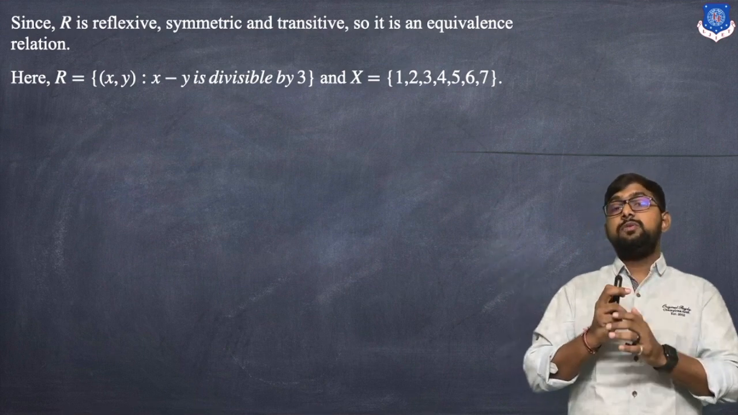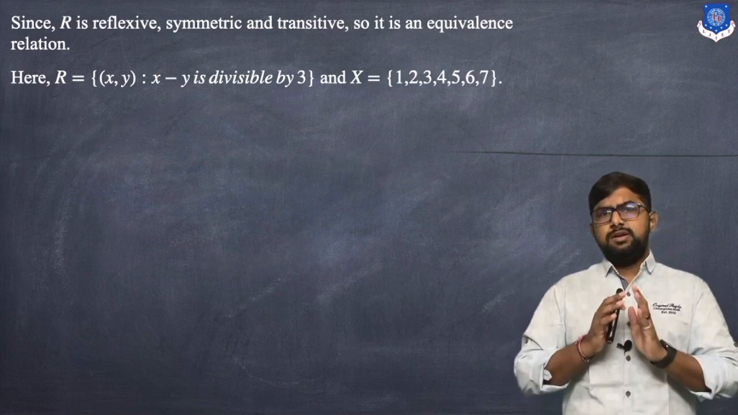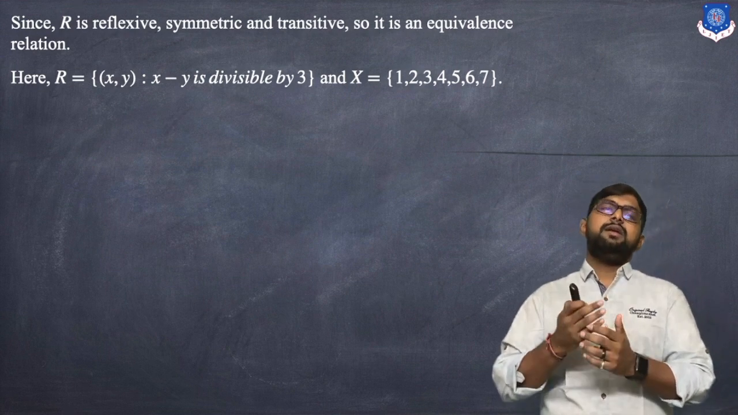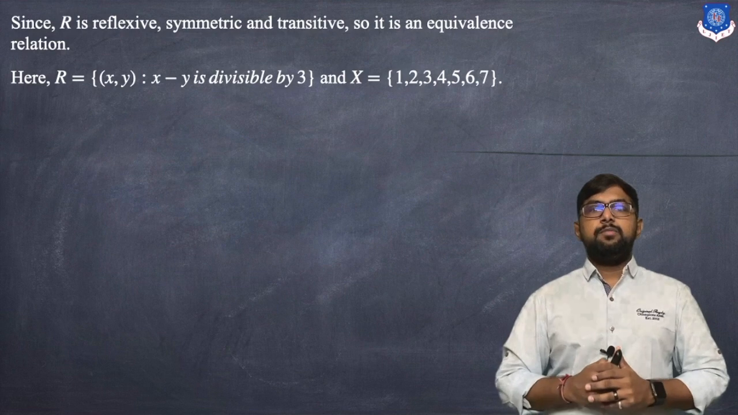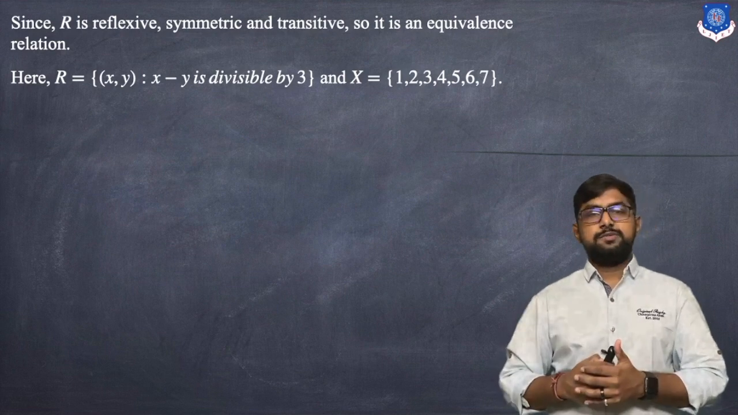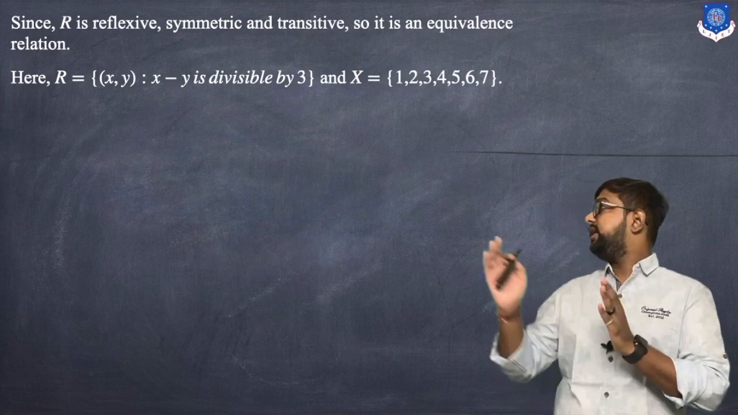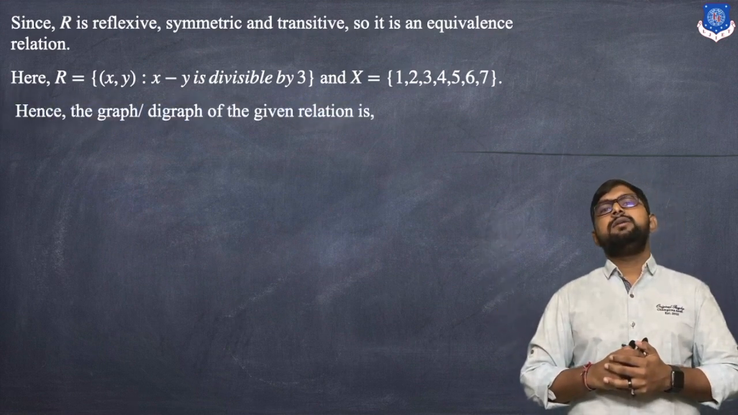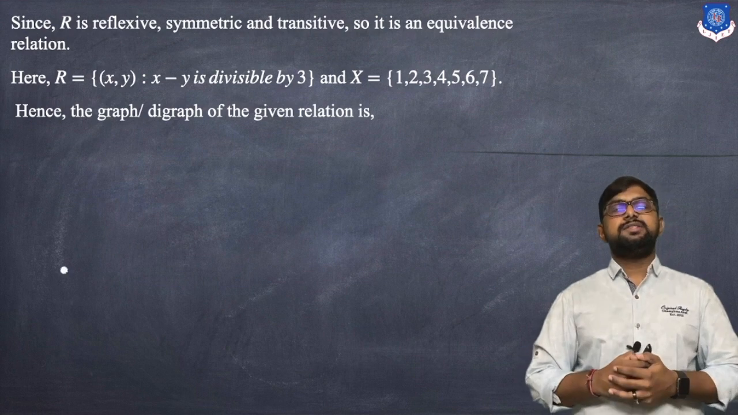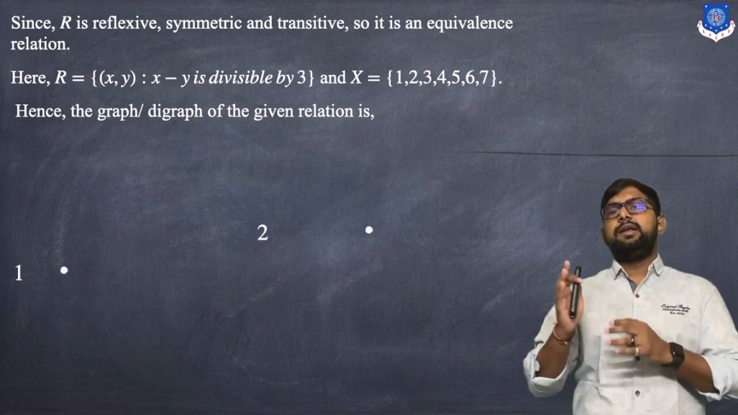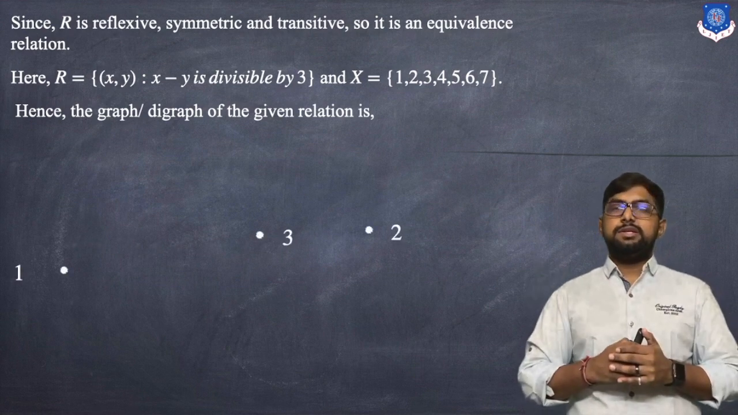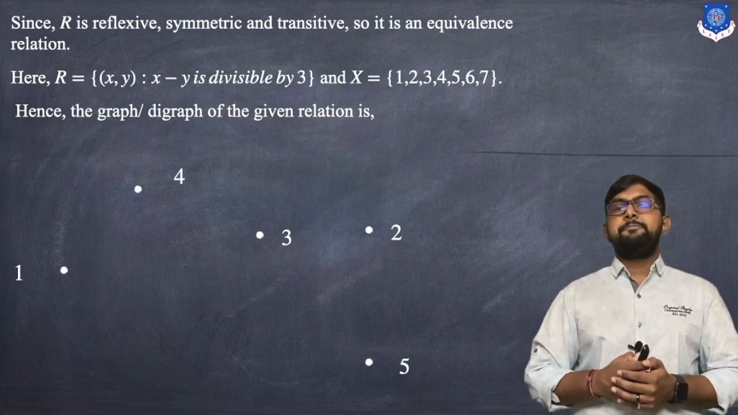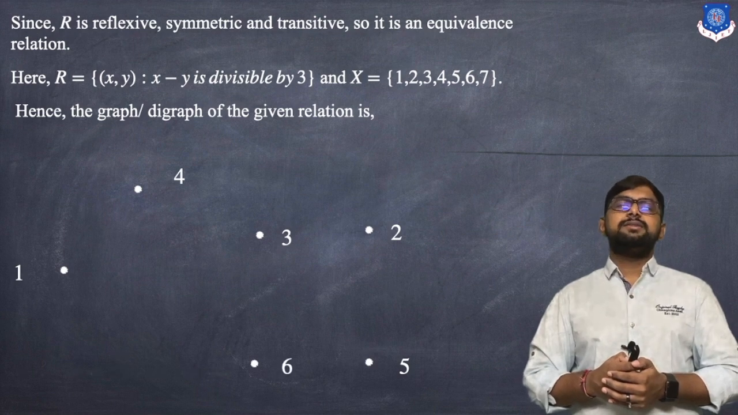Now we want to draw the diagram of this. In the relation we won't write the relation, we will directly draw the diagram. How? Because it will contain so many points. So first, how many points are there? Total 7 points are there. So first we'll draw all these 7 points. That is, take 1, then take 2, then take 3, then take 4, then 5, then 6 and 7.